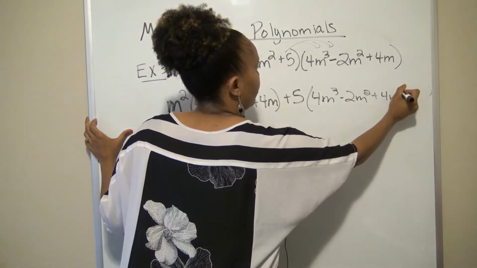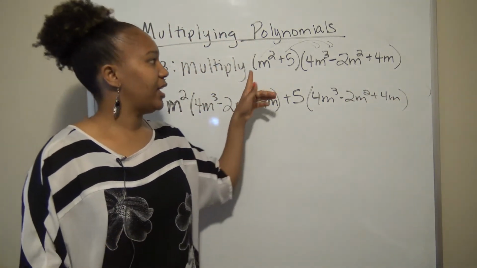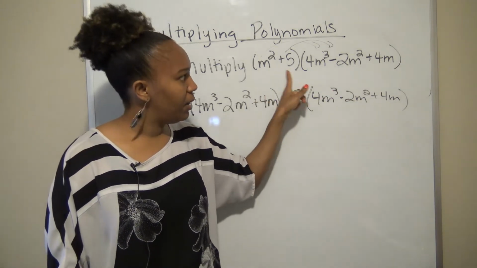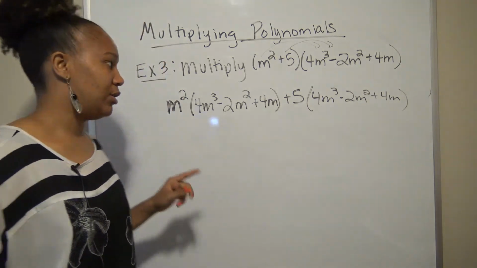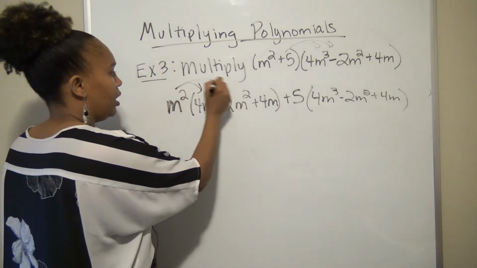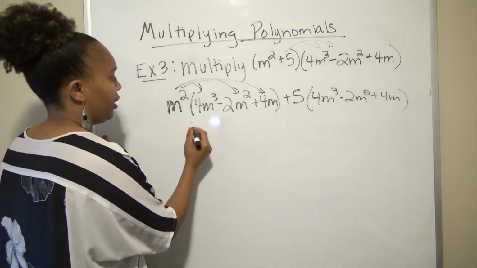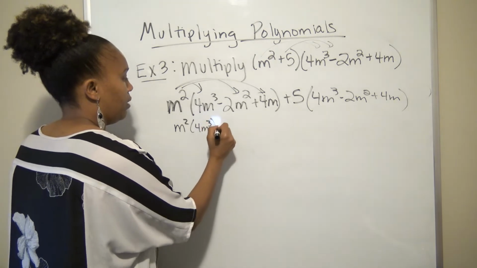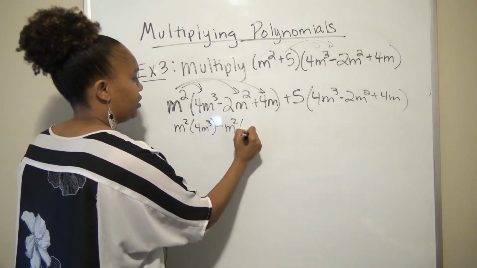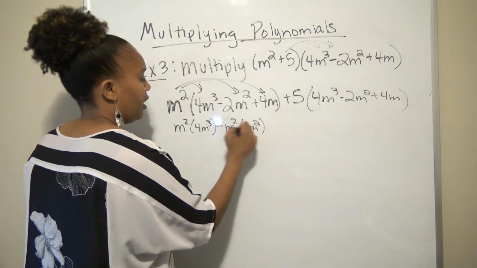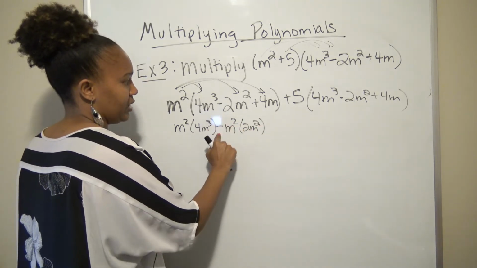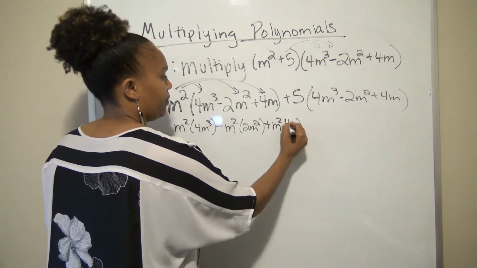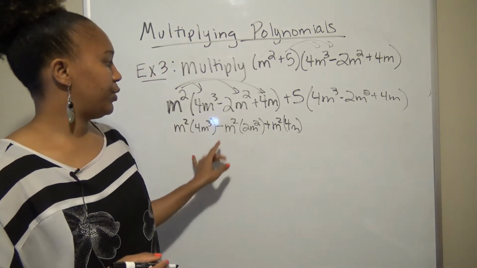So essentially what we're going to end up doing is taking this term and multiplying it by everything in that second polynomial, and then taking this term and multiplying it by everything in that second polynomial. So now I'll just distribute this to each of those. So m squared times 4m to the third minus m squared times 2m squared, and I'm just bringing these signs down, so that's minus because I brought that down, and then plus m squared times 4m. So I've distributed m squared to each of those.